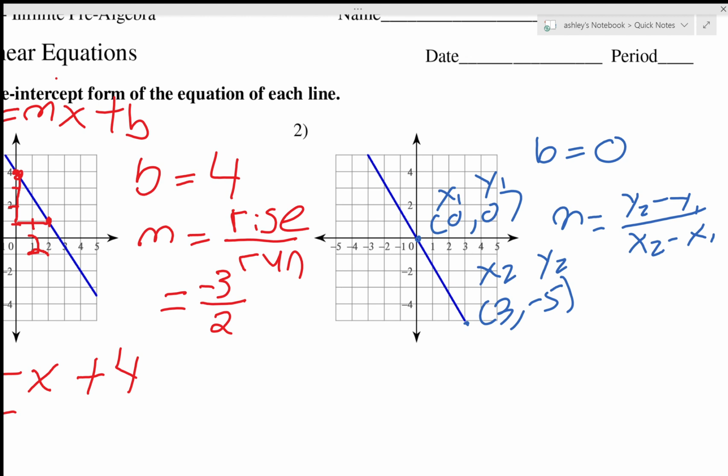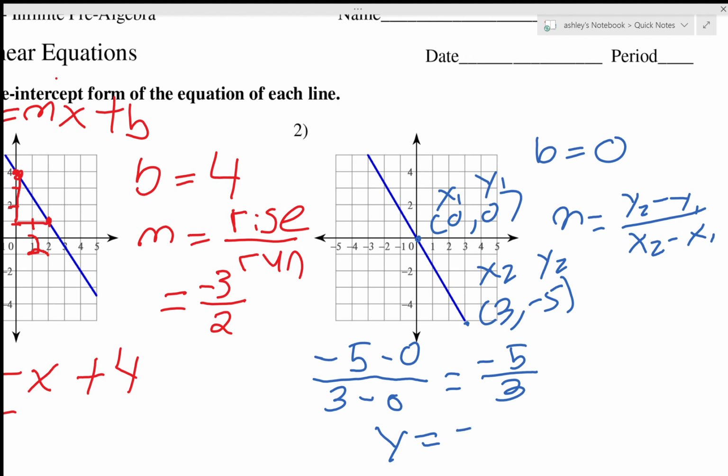So I'm going to plug in my y2. That is -5 minus 0 over my x2, which is 3 minus 0. This is a pretty easy one to simplify. -5 over 3. This is another example. Obviously 3 does not divide into 5, so I can't do anything else with this. I would just leave my slope in this form. And this would give me the equation y equals, I put in that slope, the -5 over 3, and I put in my b. My b would be plus 0.